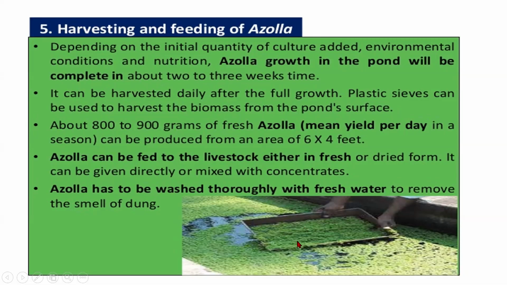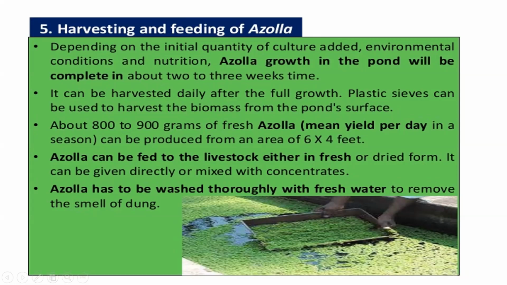You can use it in fresh form or you can dry it and mix it with animal feed, for cows, cattle, goat, any animal, even for கோழி பண்ணைக்கு கூட, கோழி தீவனம், மாட்டு தீவனம், you can mix azolla along with that. And it has to be washed thoroughly with fresh water to remove the smell of dung. So harvest பண்ணின உடனே we have to wash it because it will have the smell of cow dung and the superphosphate smell. So you have to remove it before giving it as cattle feed.